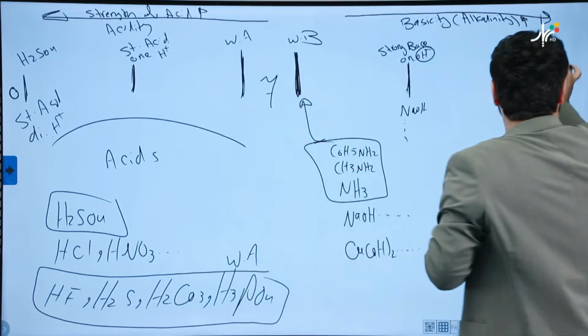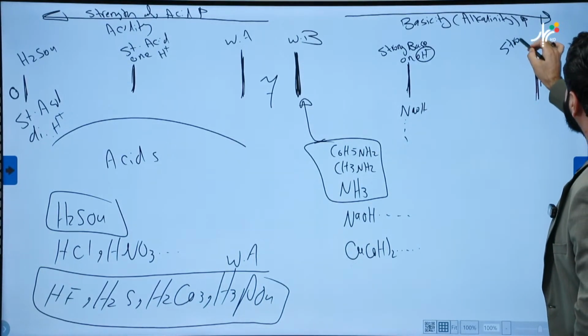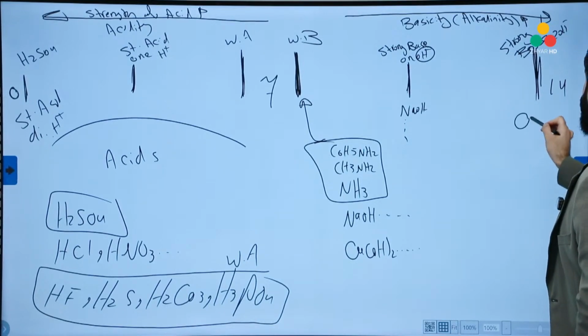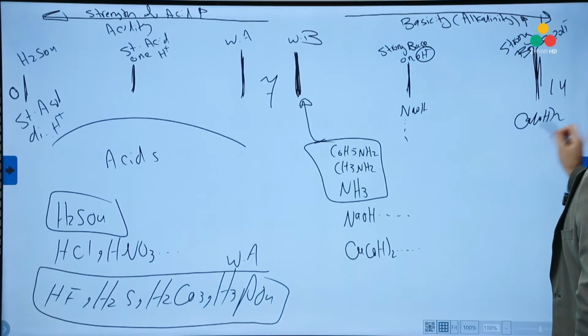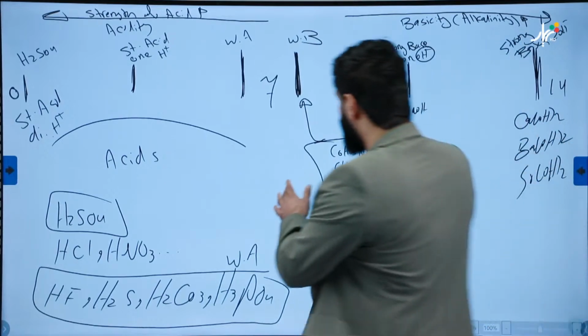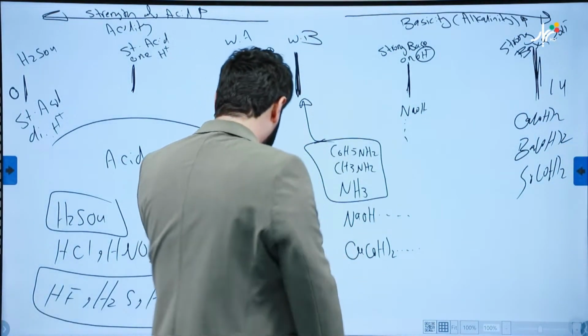How about here? Strong bases with 2 OH. Example, we have Ca(OH)2, Ba(OH)2, and Sr(OH)2. How about the middle? In the middle we have H2O, which is neutral, or neutral salts.